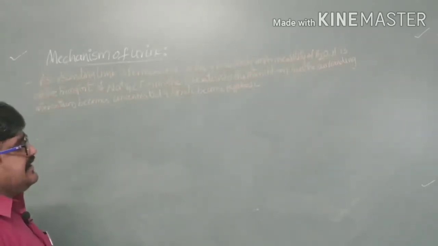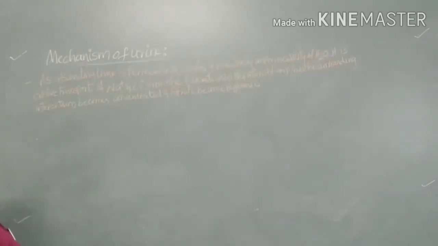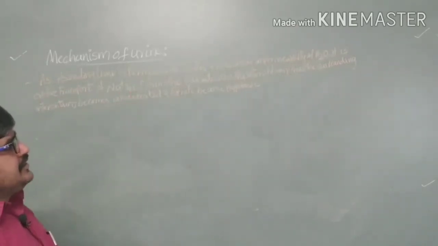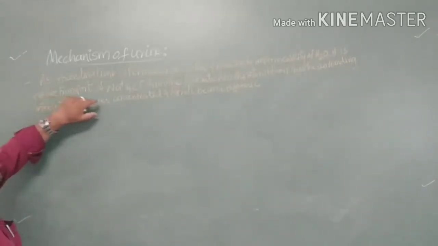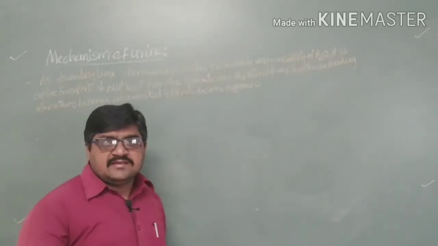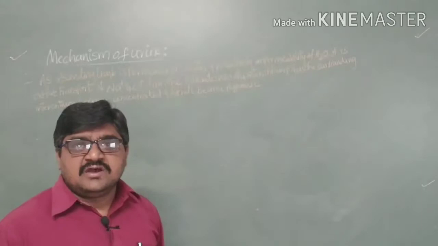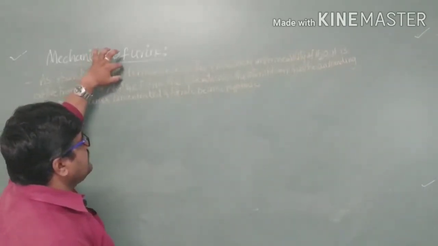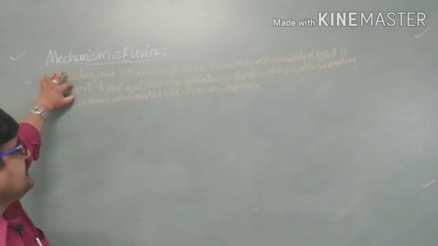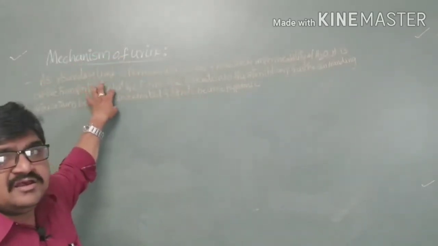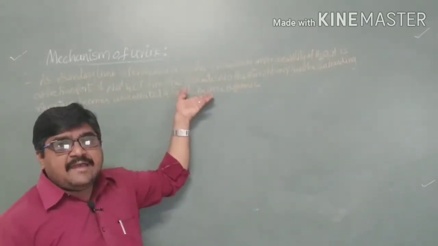Now, the ascending limb is permeable to solutes and relatively impermeable to water. There is active transport of Na+ and Cl-, that is sodium and chloride ions, from the filtrate into the interstitium. Thus the surrounding interstitium becomes concentrated and the filtrate becomes hypertonic. In the descending limb it is permeable to water only, and the filtrate becomes hypertonic, but in the ascending limb, which is permeable to solutes and impermeable to water, the active movement of sodium and chloride ions into the interstitium makes the surrounding concentrated and hypertonic.